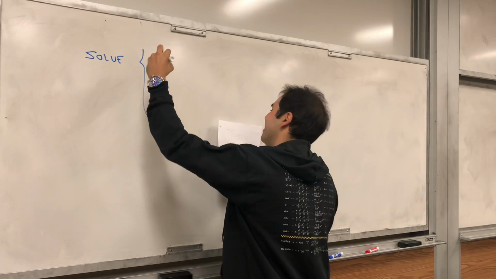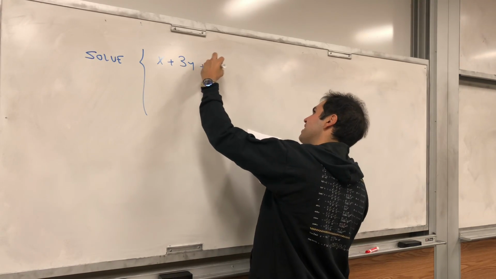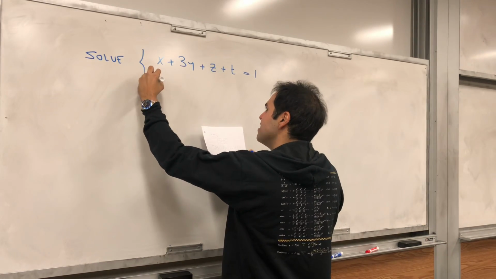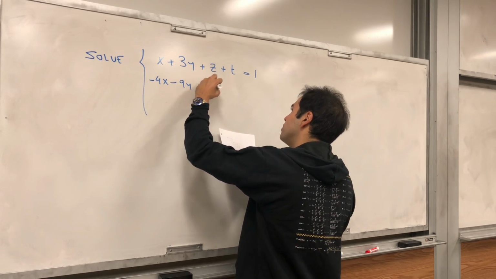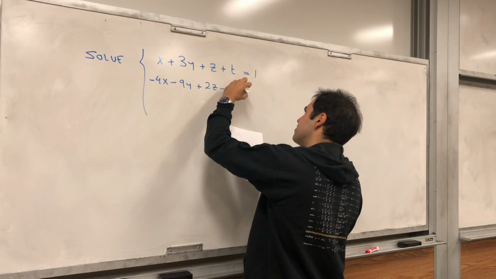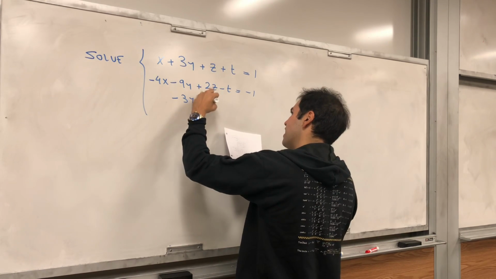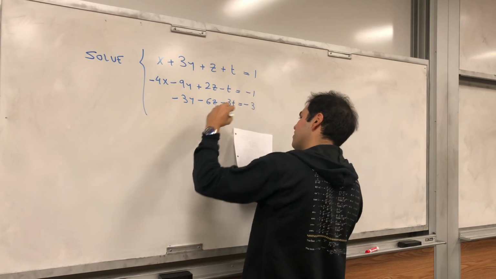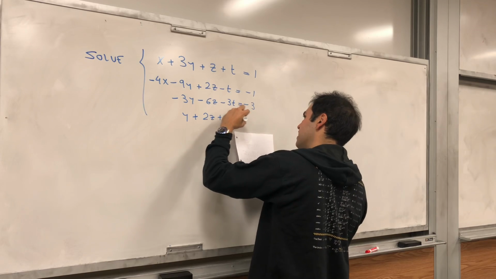x plus 3y plus z plus t equals 1. Minus 4x minus 9y plus 2z minus t is minus 1. Minus 3y minus 6z minus 3t is minus 3. And y plus 2z plus t equals 1.